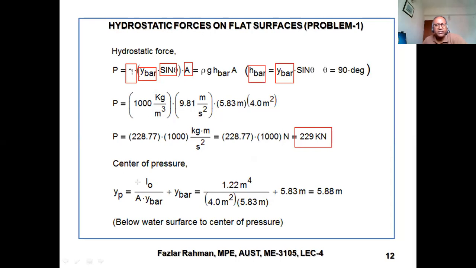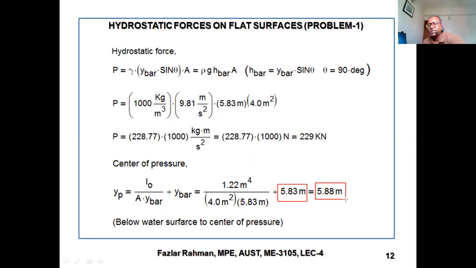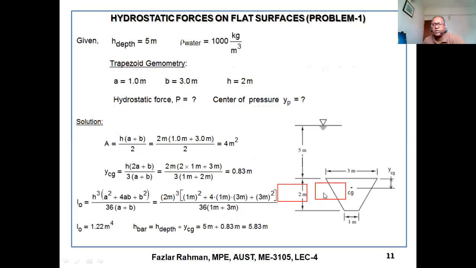Now center of pressure, this is the formula, plus Y bar. Y bar 5.83. I naught we figure out with the formula. We have the area of the plate and we have the Y bar over here. Finally, we got 5.88. So you see, this is location of YCG, and this is location of your center of pressure. So you see, center of pressure distance is higher. That means always below the object. So your center of pressure is right over here.